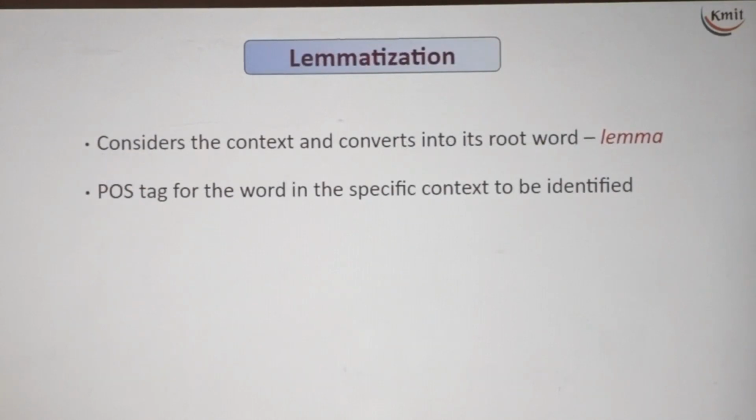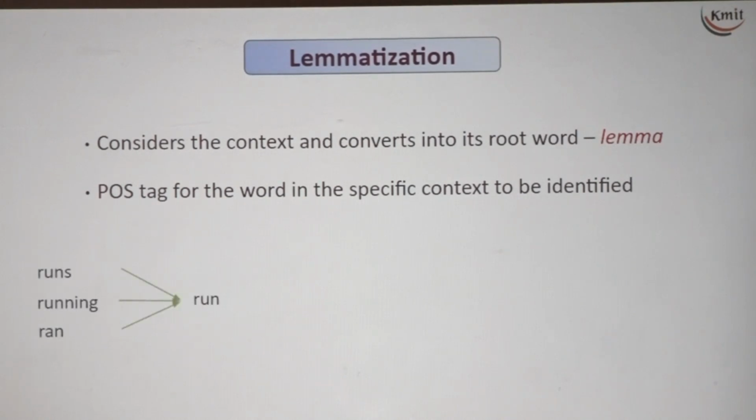Another one is lemmatization. There is a small difference between stemming and lemmatization that you need to understand. Lemmatization is also the concept of converting into the root word, but here it will consider the context in which you are converting. I will show you with an example. Context means whether it is a verb or a noun, in which context you want to change it, and that has to be specified. This is the concept of POS tagging, parts of speech tagging. So, in order to do lemmatization, we need POS tagging.